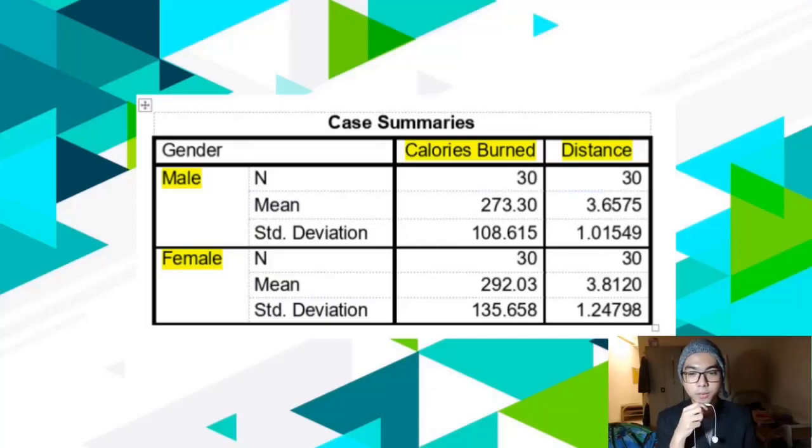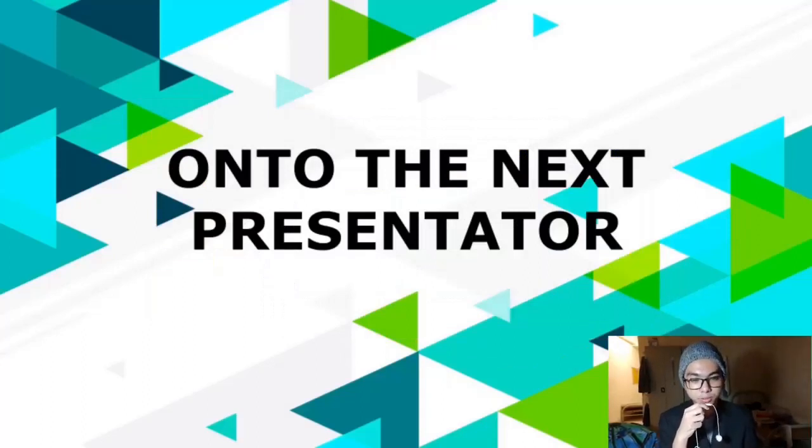For distance, the mean distance for male and female are 3.6575 and 3.8120 respectively. The standard deviation of the distance for male is 0.1549 and for female is 1.24798, which can be seen in the table. That's all from me. Without further ado, I pass the presentation to my other team members.